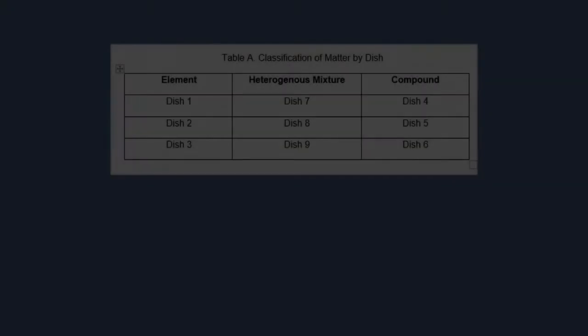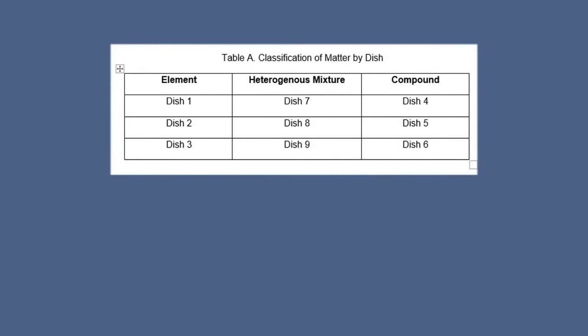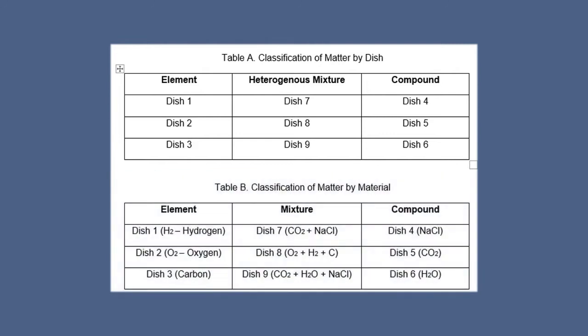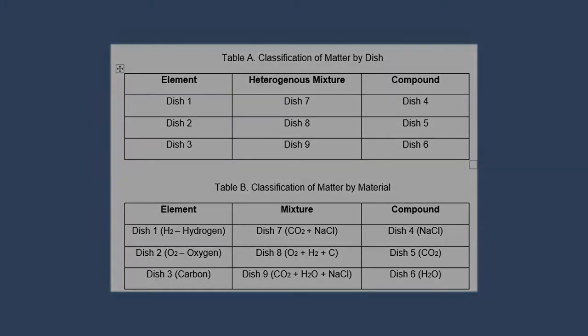We then categorized the materials in each dish as element, homogeneous mixture, heterogeneous mixture, or compound, and recorded our data in Table A. We then placed the examples of elements, compounds, and mixtures on another table called Table B and labeled them, as well as the compounds with their specific chemical formula.